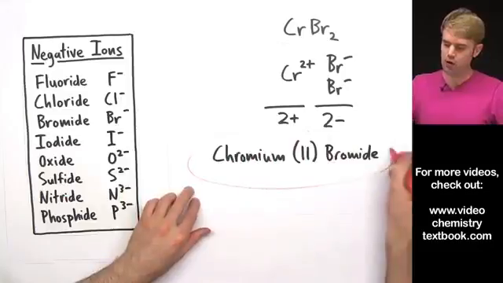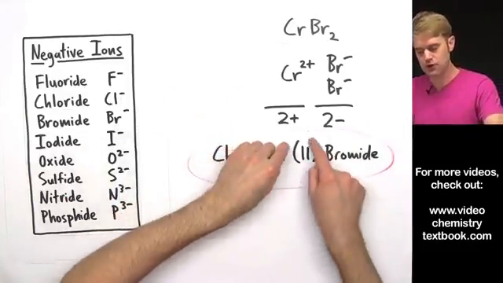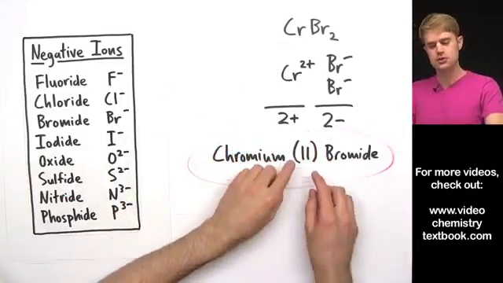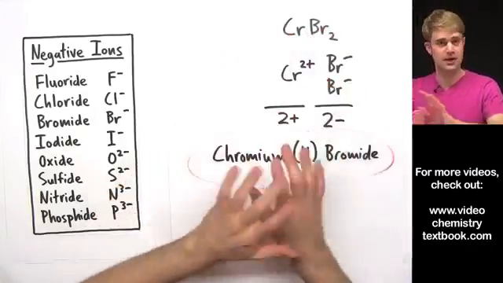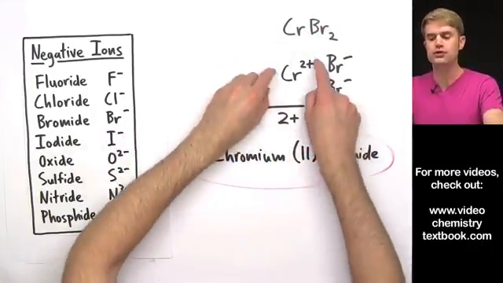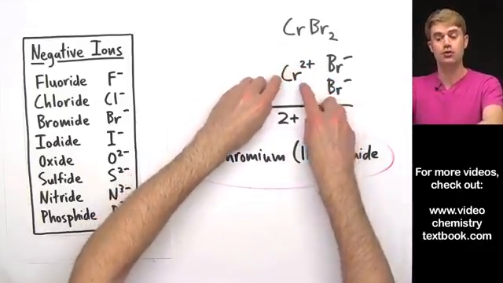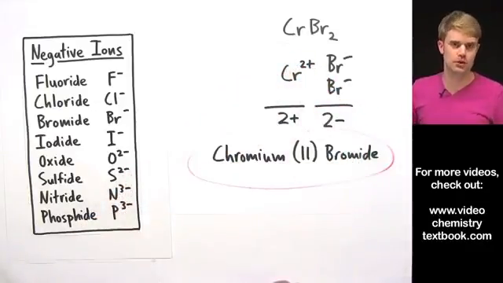Just a quick word of advice. Don't be confused with this 2. Some students think that it's the number that should come after chromium here, but that's not true. The 2 refers to the charge on chromium. Let's look at a few more examples.